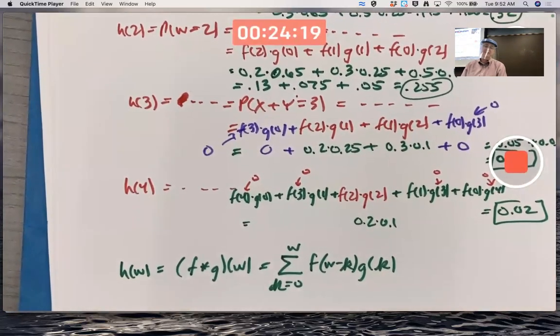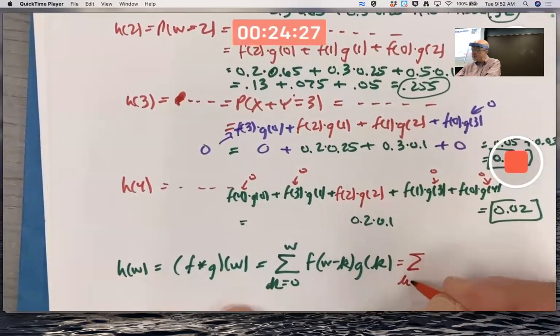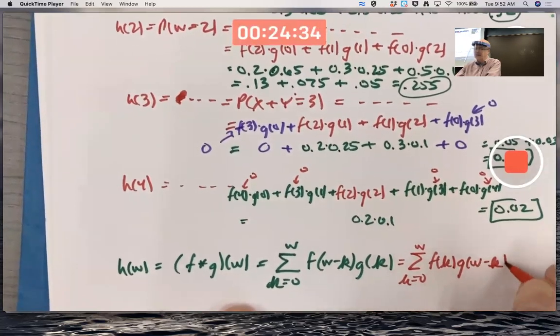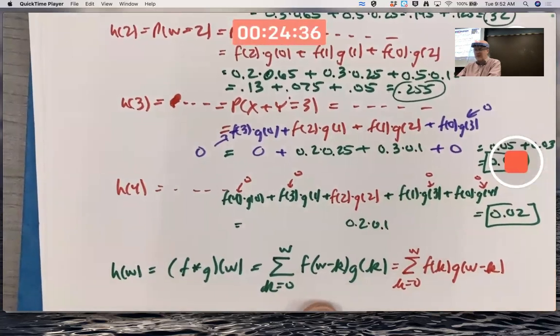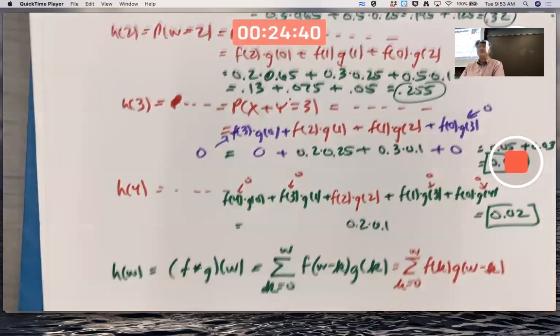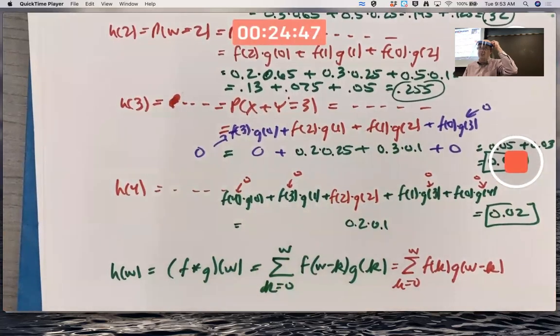Although it is symmetric, we could think of the summation in the opposite order. This does equal the summation k goes from 0 to w of f of k times g of w minus k. When I think of it the first way, I'm thinking of the summation that you see here from left to right. When I think of it the second way, I'm thinking of the summation going from right to left. Essentially, it's the commutative property of addition that allows you to write it either way.